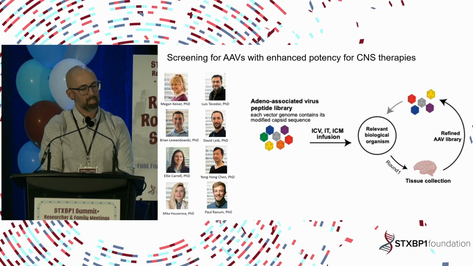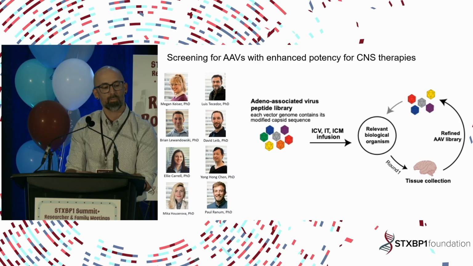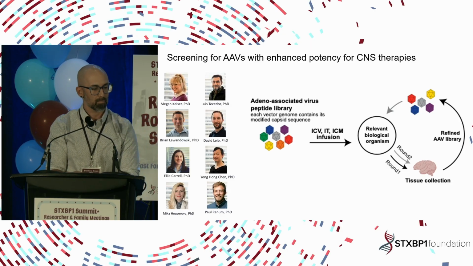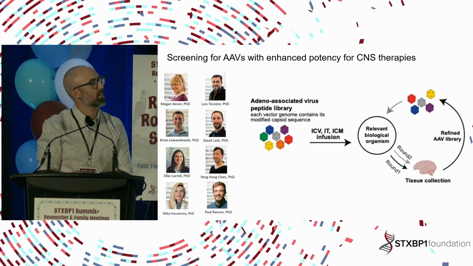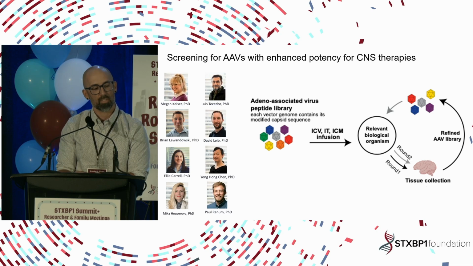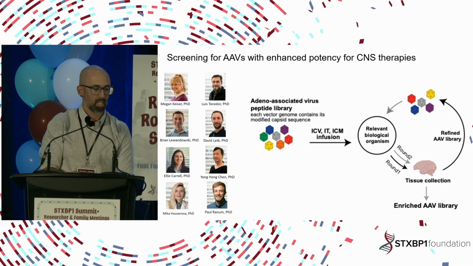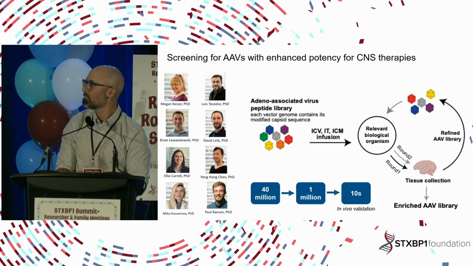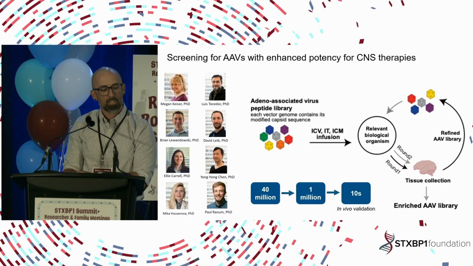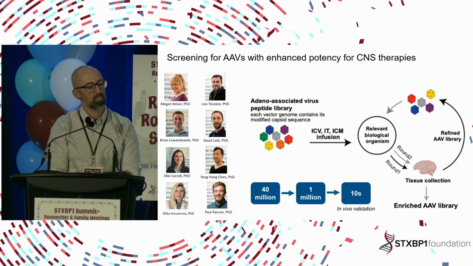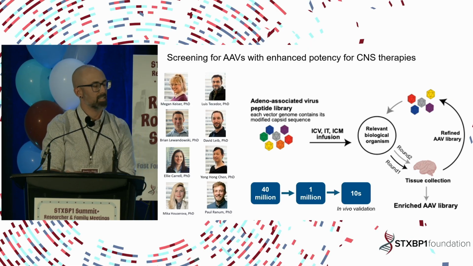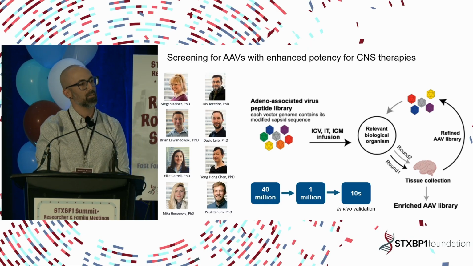After that round of injection, the target tissue is collected. We refine that AAV library, and we re-inject that refined library with the same route of administration, recollect the target tissue, and we now have an enriched AAV library. Again, to drive this home, that takes us from 40 million capsids initially to 1 million in the first round to tens that go on for further in vivo validation.